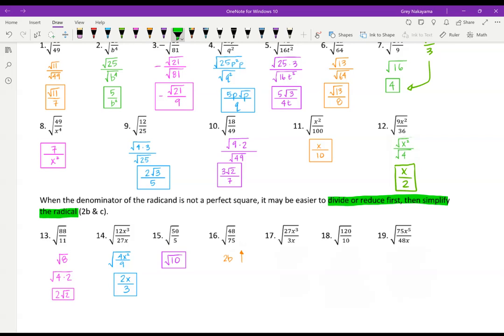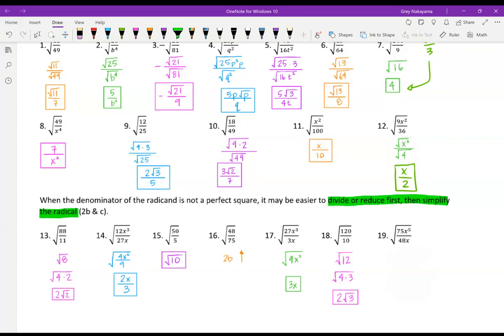Number 17, 27 divided by 3 is 9. X squared over x is x squared. So this is the square root of 9x squared, which becomes 3x because the square root of 9 is 3. Square root of x squared is x. Number 18 simplifies to the square root of 12, and that is the square root of 4 times 3, so that is 2 square roots of 3.